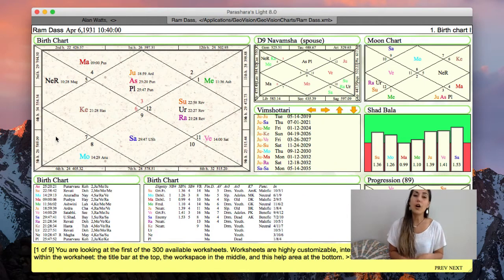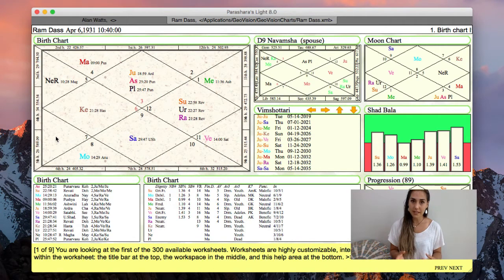Now, there are planets that make special aspects, and so go ahead and grab your pen, grab your piece of paper. Jupiter is going to take that 7th aspect. It's going to also aspect 5 houses from itself and 9 houses from itself. Mars is going to, in addition to the 7th aspect, aspect 4 houses from itself and 8 houses from itself. Saturn is going to aspect 3 houses from itself and 10 houses from itself.